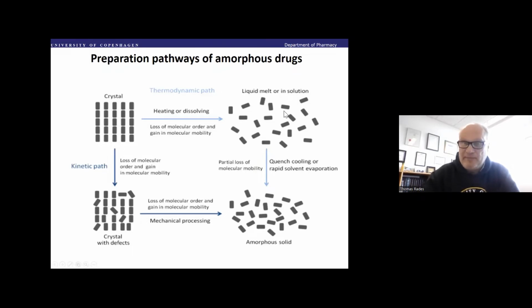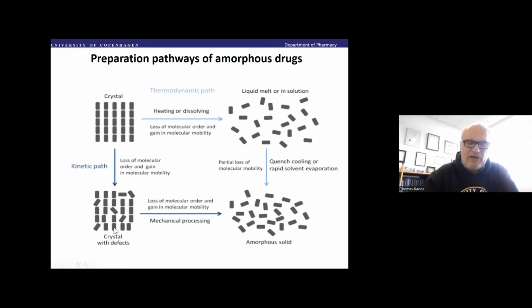So either cooling the melt or getting rid of the solution, and then technically this is realized in systems like melt quenching, or also melt extrusion on the one hand, and spray drying, for example, on the other hand. There's, however, another way we can go, and that is the kinetic path. Here we are introducing more and more disorder into the crystalline form. And eventually we have so many defects in the system that the crystal doesn't hold together anymore. And we are again ending up in an amorphous solid form.